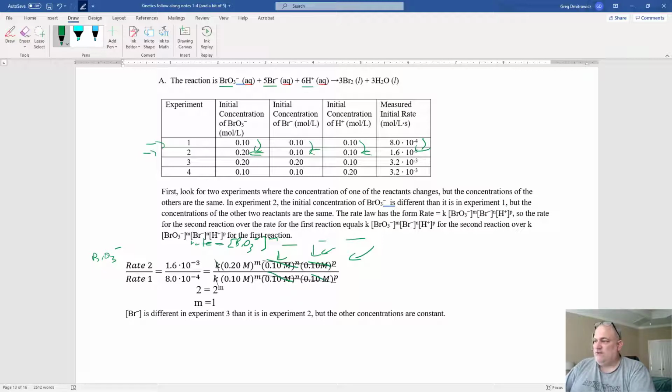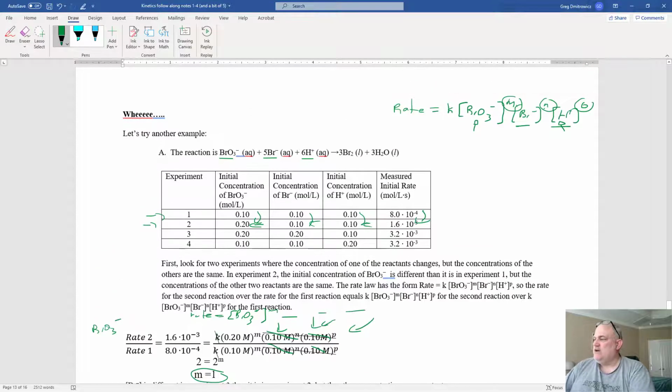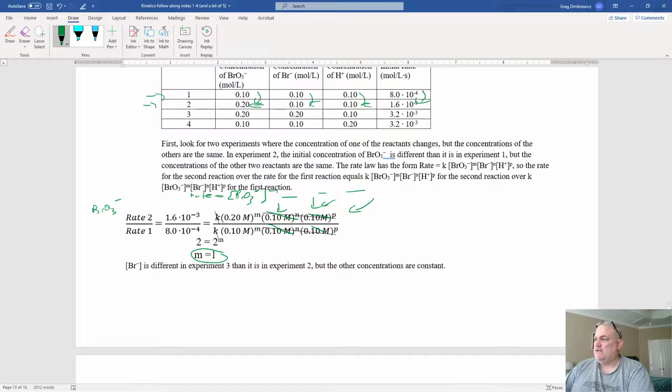So in the end, what you end up with is 1.6 times 10 to the negative 3, which is rate 2, divided by 8.0 times 10 to the negative 4, that dot means times 10, and it ends up being 2 on this side is equal to 2 to the m power. And your m is equal to 1, which means that in our overall equation, we know right now that this m is 1. And that's going to be important. It means it's first order with respect to the BrO3.